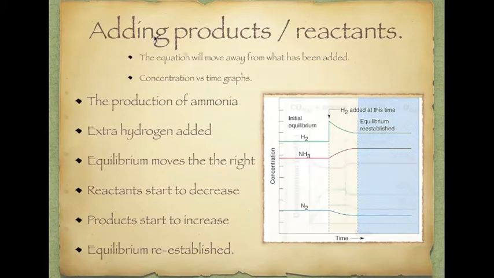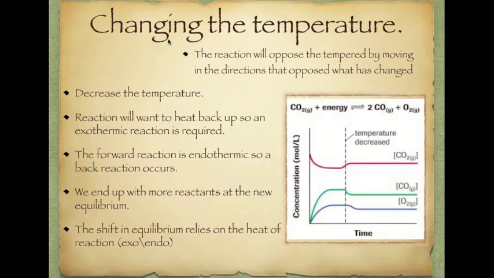Next up, we have our change in temperature. This is one of the more interesting ones you can think of. When you change the temperature, the reaction will move to oppose that change, and it depends on what type of reaction it actually is, whether it's an endothermic reaction or an exothermic reaction. The example I've got here is an endothermic reaction where energy is one of our reactants, where we're using energy. So the forward reaction here is endothermic. It's a positive delta H.